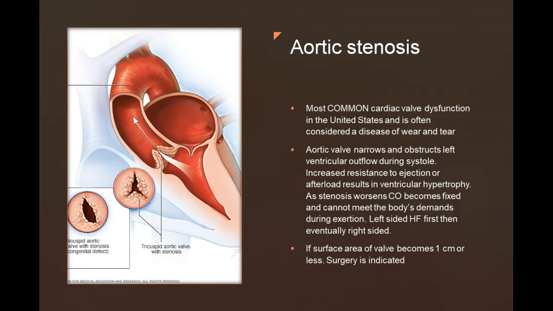As the stenosis worsens, the cardiac output becomes fixed and cannot meet the body's demands during exertion. So, you'll have left-sided heart failure first and then eventually right-sided. If the surface area of the valve becomes 1 centimeter or less, surgery is indicated. So you can see bicuspid aortic valve stenosis over on the left here, which is a congenital defect. You can see these two leaflets here are fused together.